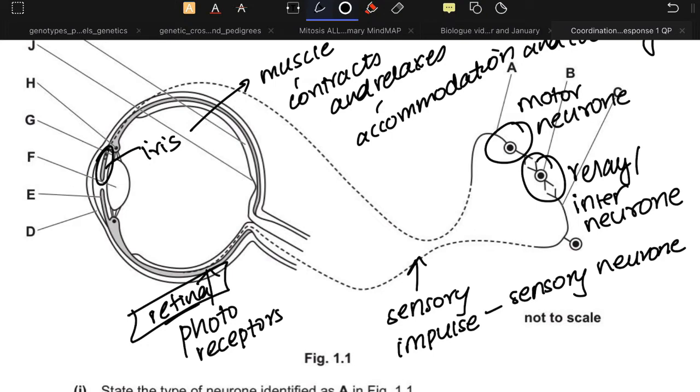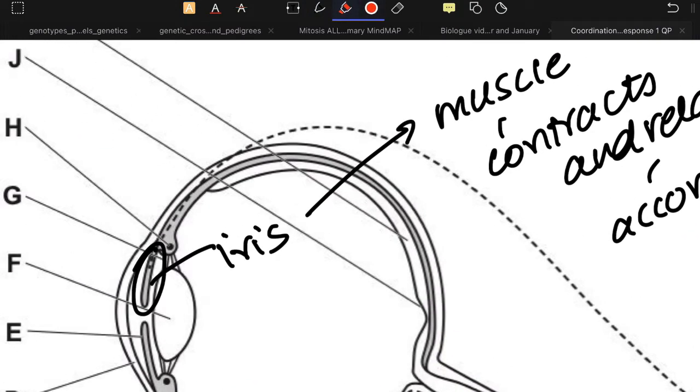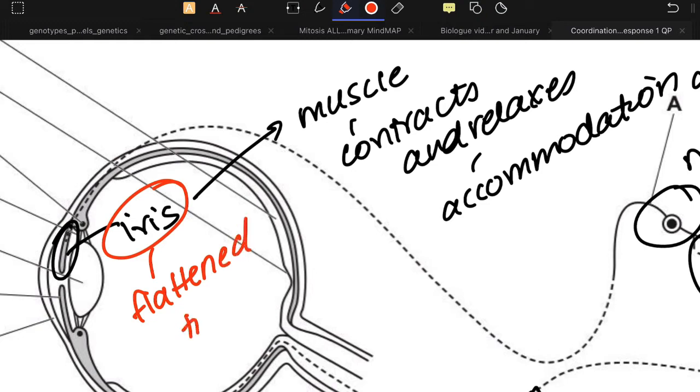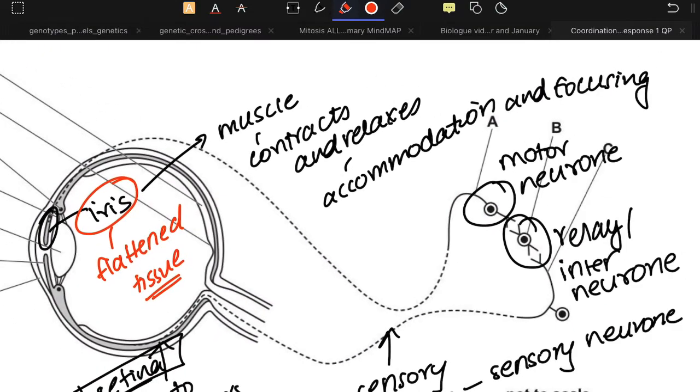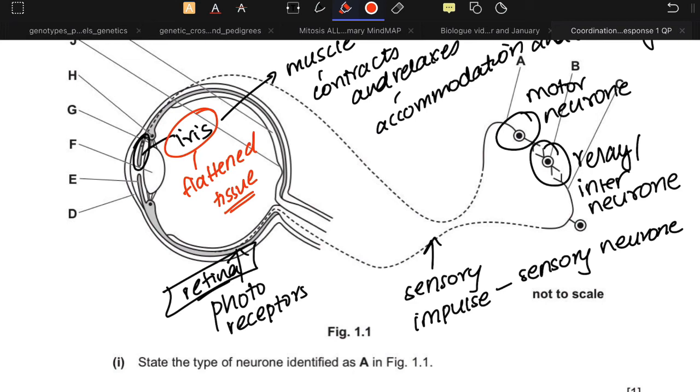Another reason why A is the motor neuron is because look at here, this is actually the iris. This is where it connects, right? This is the iris, and the iris is a flattened sort of tissue that consists of muscles within it. And remember, muscles are used in accommodation and focusing, which are two very important properties of what an eye can do. Right, so state the type of neuron identified as A. It is the motor neuron. So that is your answer, motor neuron.